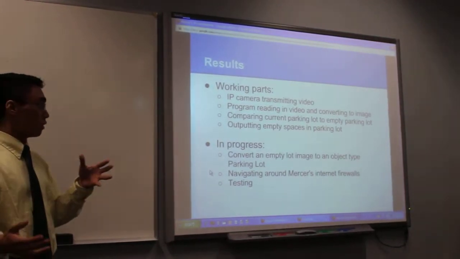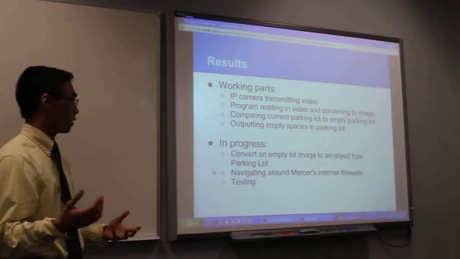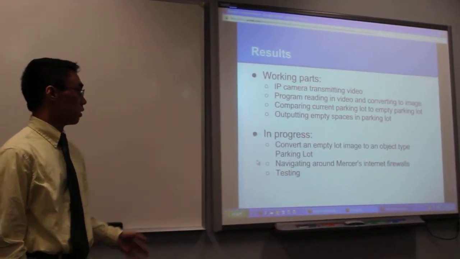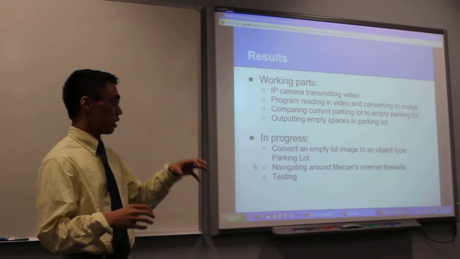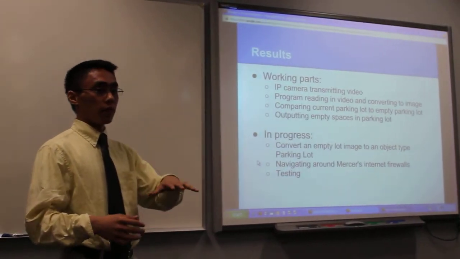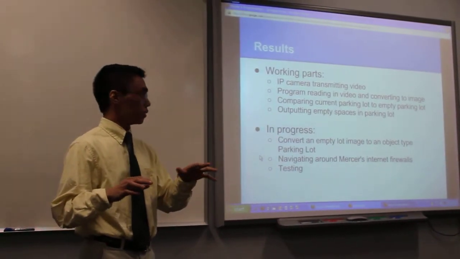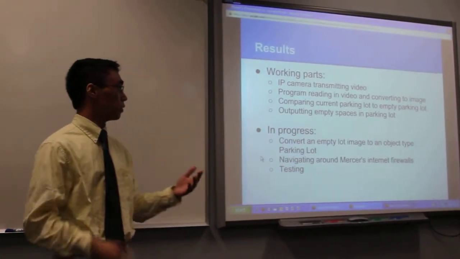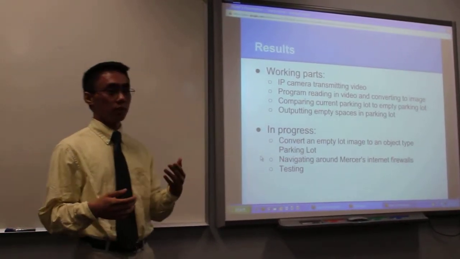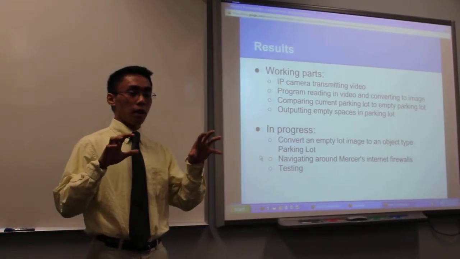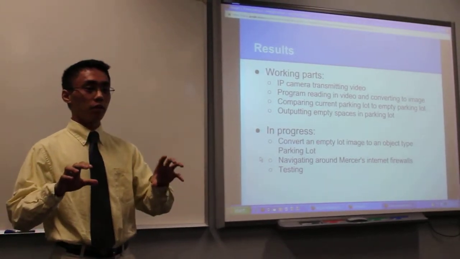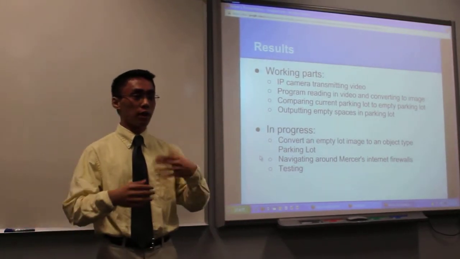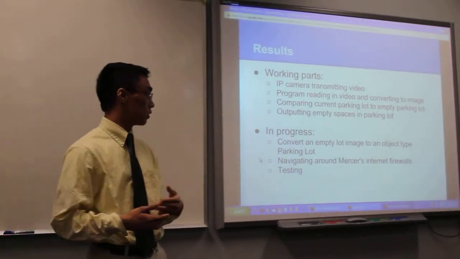just basically getting a feed from the camera, the program reading in video and converting to image, comparing the parking lot to an empty parking lot, which basically, once we have a picture of an empty parking lot, that's what we're going to be comparing it to, and then outputting the empty spaces, like having a display of what we get after we run the algorithm. So we're going to have a graphical display of where the empty spaces are.